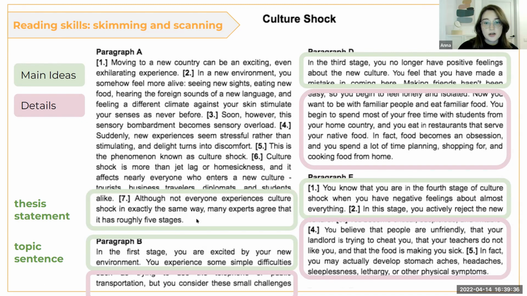The text in general talks about culture shock, but it also focuses on the 5 stages that this process has. And if we look at the topic sentence, we can understand that this is indeed so, that the text talks about these stages. We can see the first stage, the third stage, the fourth stage. So each paragraph is going to focus on a specific stage of culture shock.